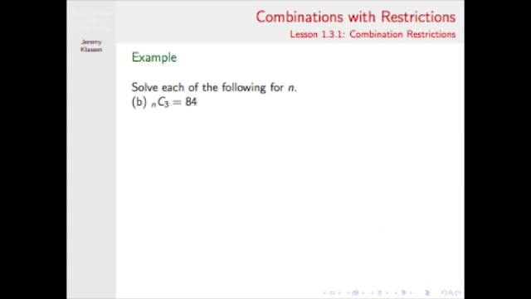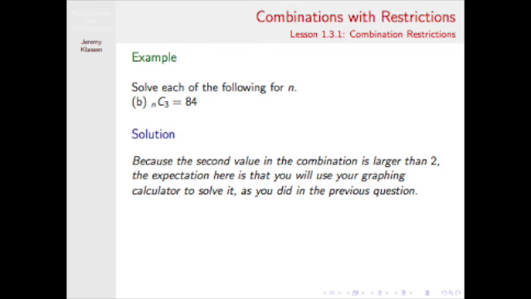Now let's take a look at another algebraic problem. This time it's n choose 3 is equal to 84. And notice in this case that the n is on the left-hand side of the combination. Because the number 3 is larger than 2, the expectation here is that you're going to use your graphing calculator to solve it, as you did in the previous question. I'm going to show you in a little while that there's another, more algebraic way around this problem, but this is the intention.